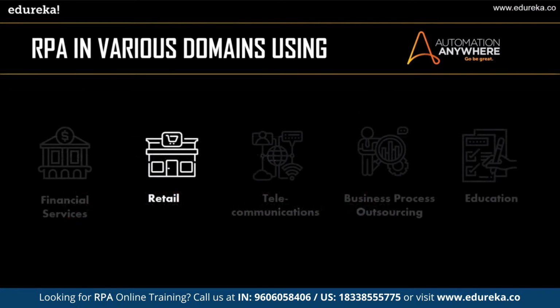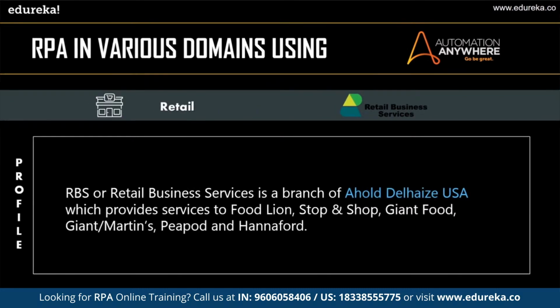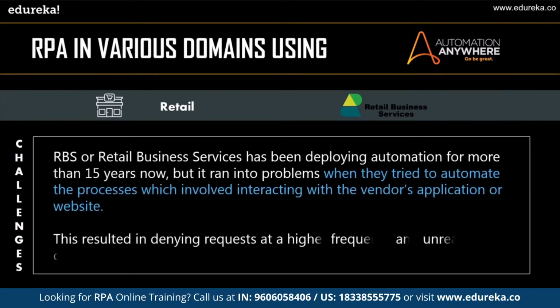Now let's move forward with the next domain, that is RPA in retail. To explain how RPA is used in retail, I'm considering RBS, or most commonly known as Retail Business Services Company, which is a branch of Ahold Delhaize USA, which provides services to Food Lion, Stop and Shop, Giant Food, Giant and Martin's, Peapod, and Hannaford. Now, the challenge observed by RBS was that it had been deploying automation for more than 15 years, but it ran into problems when it tried to automate processes which involved interacting with the vendor's application or website. So this resulted in denied requests at a higher frequency and unreasonable cost.